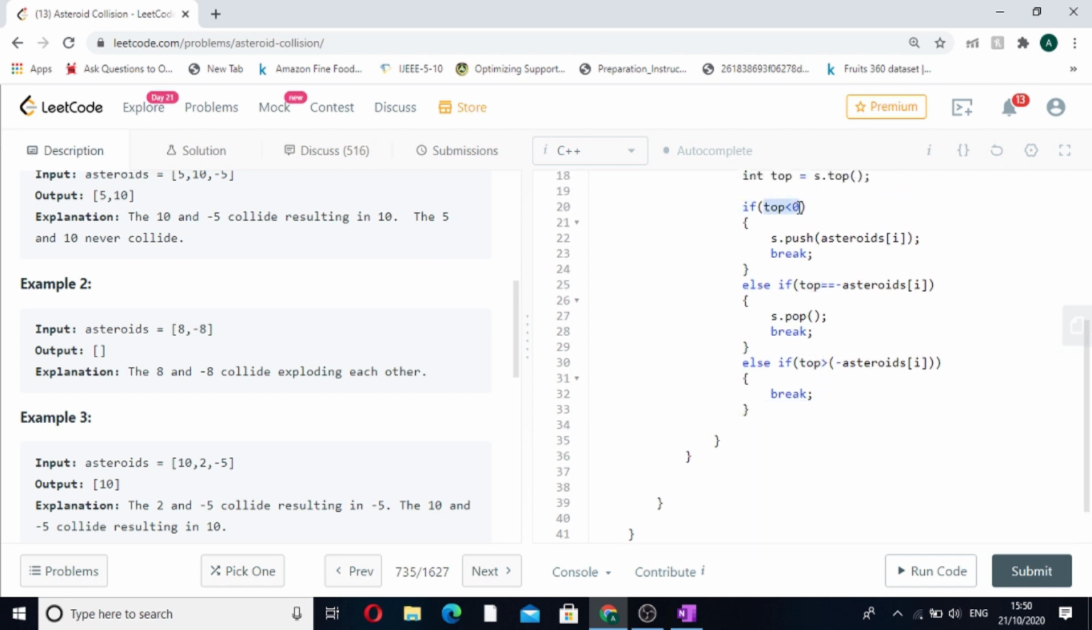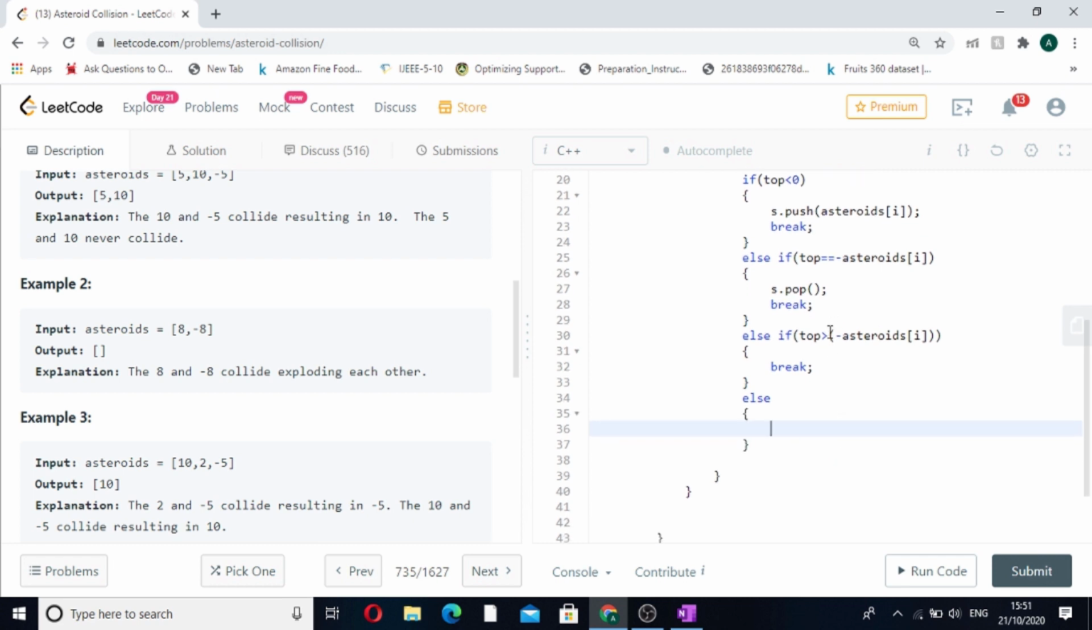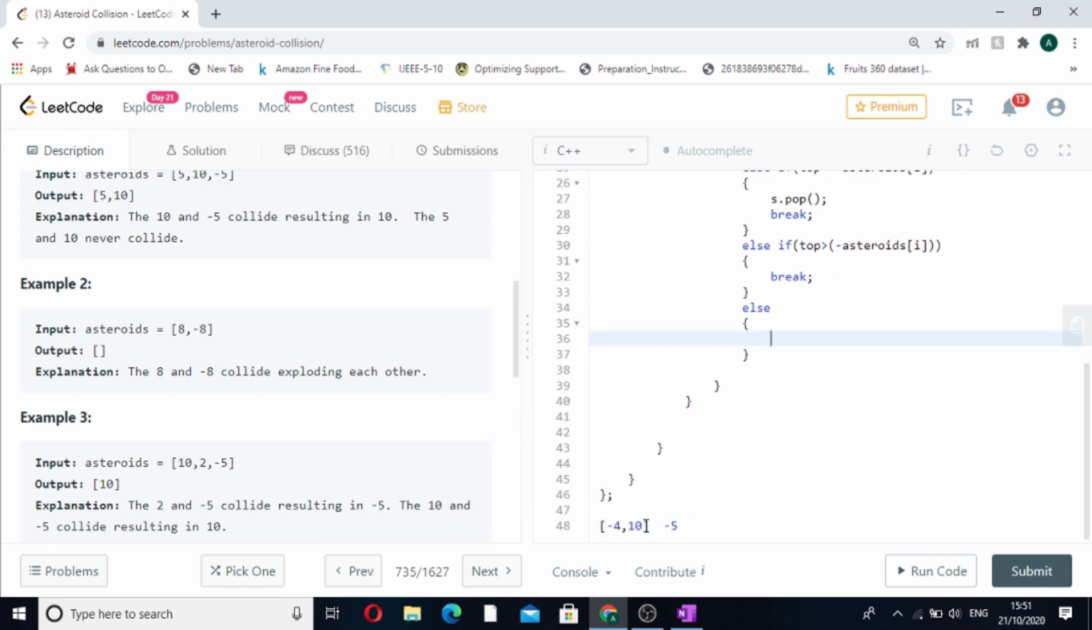If top is less than 0, what will happen? I have discussed when top is equal to asteroids of I and top is greater than asteroids of I. Now there is another condition, else, when our top is less than negative asteroids of I. Suppose when our top is less than the ith asteroid, suppose 2 is here, -4 and 2 is here.